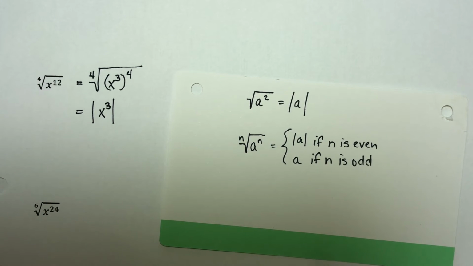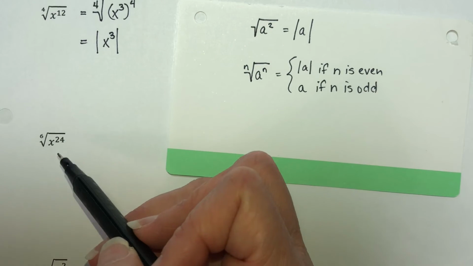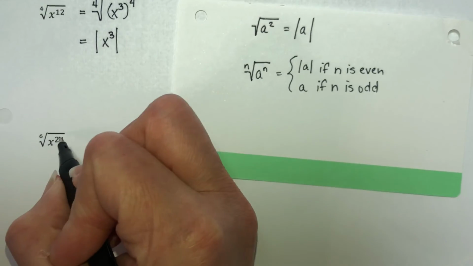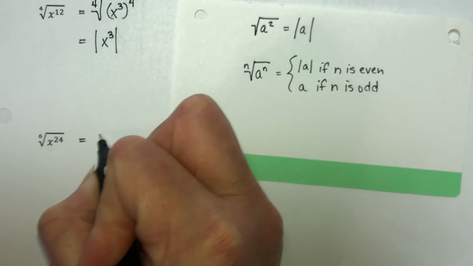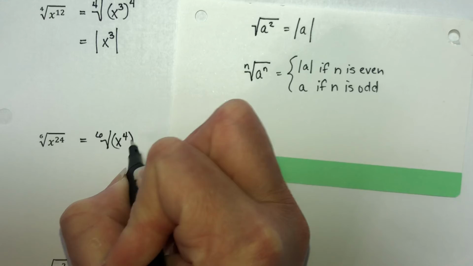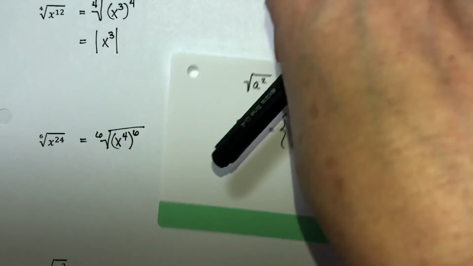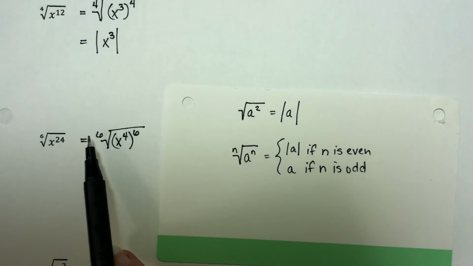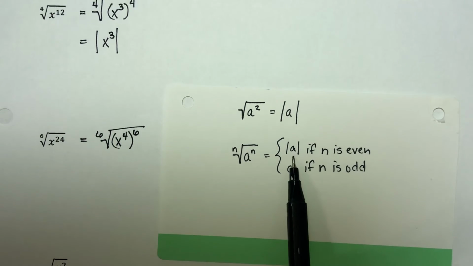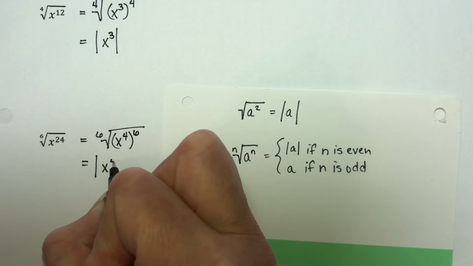Okay? So let's do something similar here. The 6th root of x to the 24th. Okay, well, 24 is divisible by 6, so I can rewrite this as a power of 6. So this is the 6th root of x to the 4th to the 6th. Okay, 6 times 4 is 24, so this is the same. Now I have the same index and exponent. These are even, so I need to use absolute values. So this is equal to the absolute value of x to the 4th.